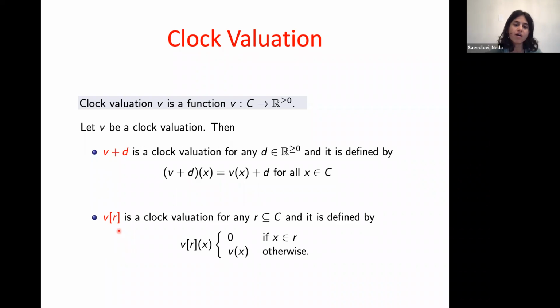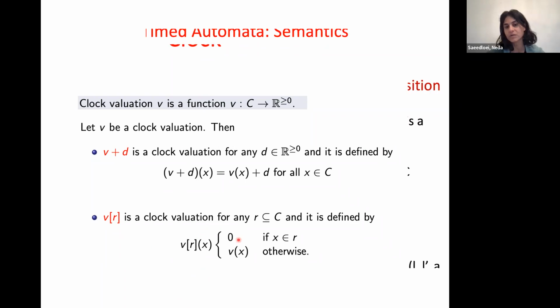And then we have V of R, which is a clock valuation for any R, which is a subset of C, and essentially is the clock valuation that agrees with my previous V, except that all the clocks that are included in R are going to be reset to 0. Once more, V of R is a clock valuation that agrees with V on all the clocks except for those clocks that are going to be reset. The clocks that are going to be reset are going to take value 0.